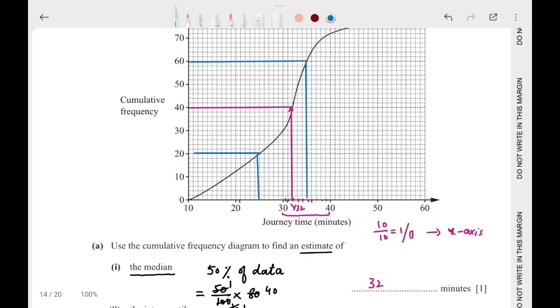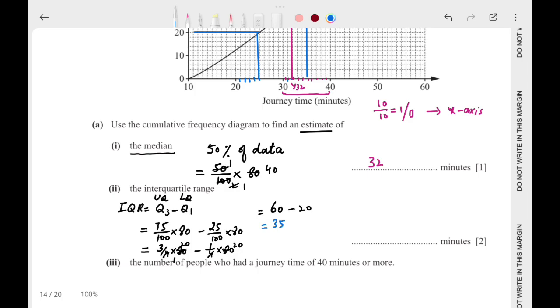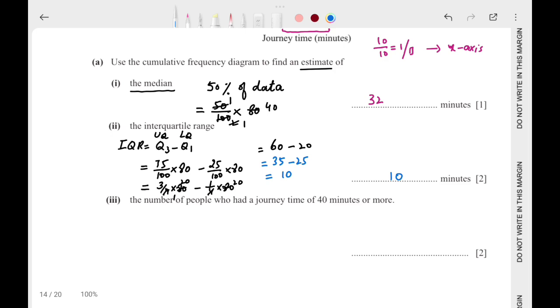And that is 21, 22, 23, 24, 25. So minus 25. So interquartile range would be 10. It's 10 minutes. The last part of the question, third part, the number of people who had a journey time 40 minutes or more.